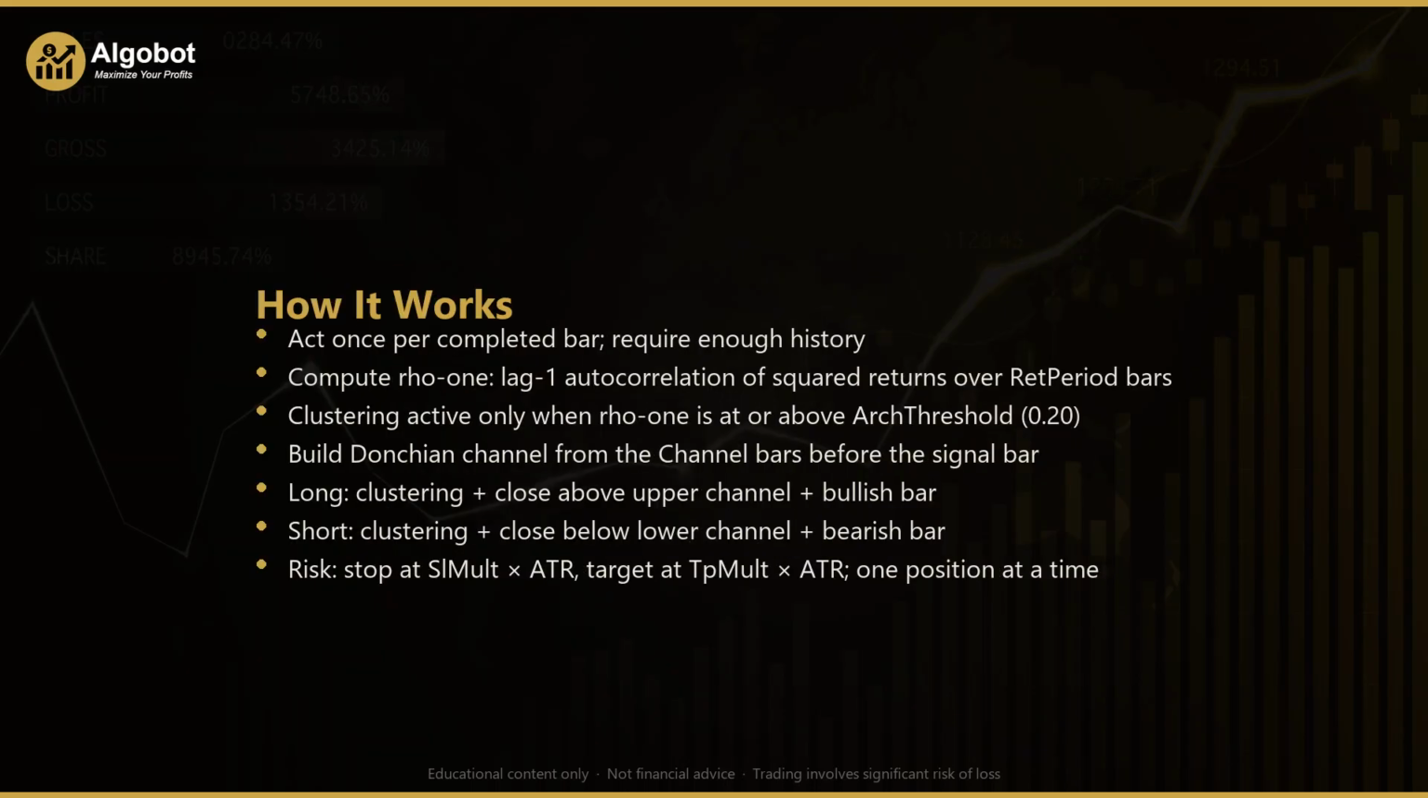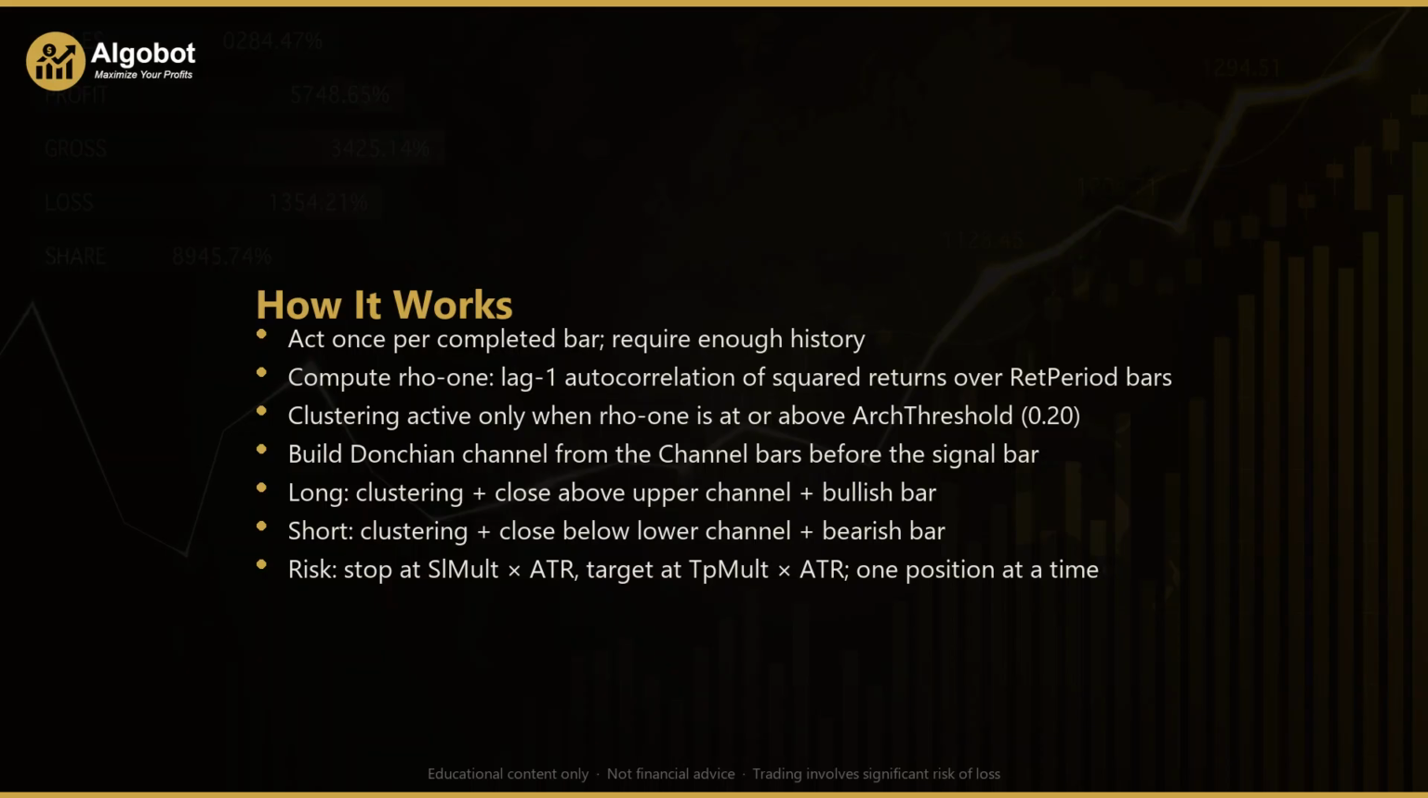Let's walk through the logic step by step. The expert advisor acts once per completed bar. On each new bar, it first checks that it has enough price history to work with and confirms that no position is already open under its magic number. If a trade is already running, the ATR bracket manages it, and the EA simply waits.